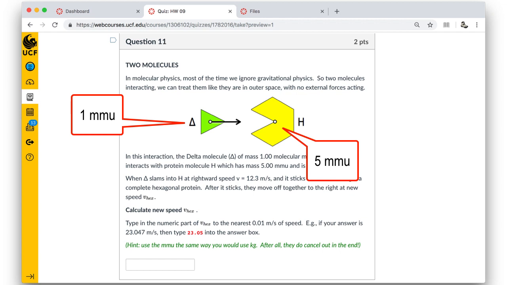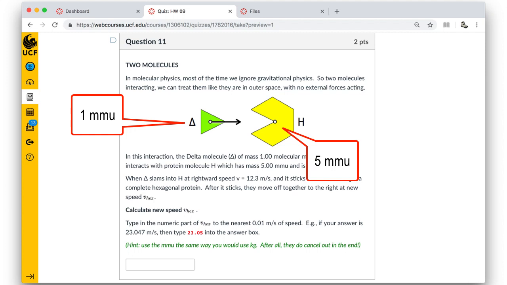But let's say that the yellow H molecule, they're going to jam together. You can see the green one's coming in like a freight train from the left, and it's going to interact and collide with the yellow molecule, 5 molecular mass units. So go ahead and write that down as well. And you can't see it here, but the initial speed of the delta molecule is 12.3 meters per second, and the yellow one is at rest. So write that down as well.